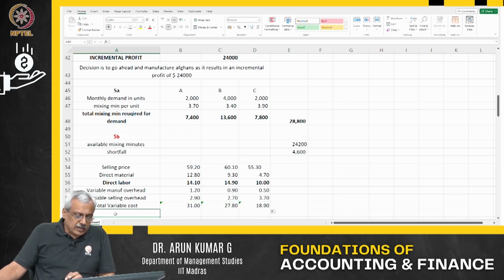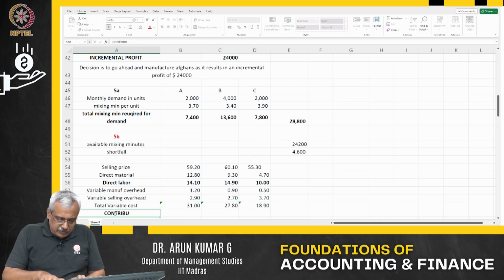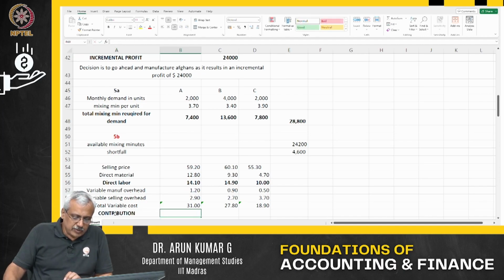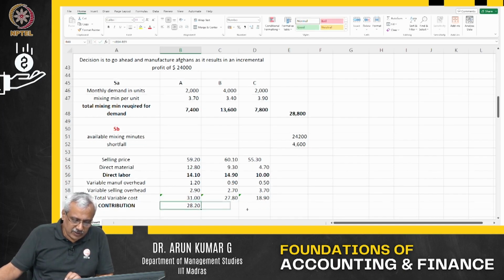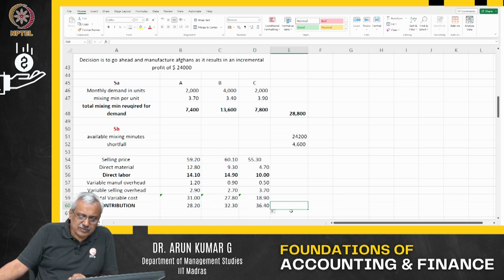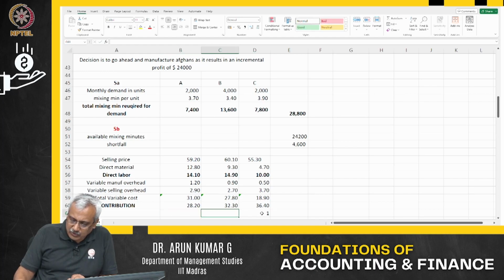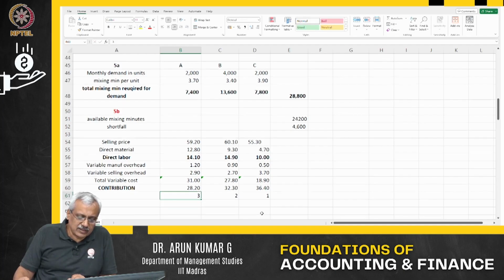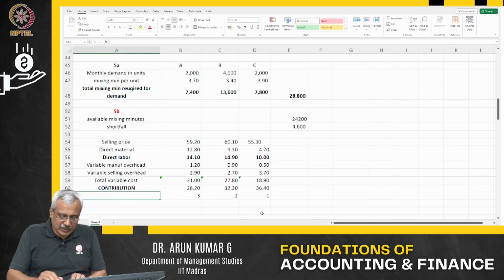So, now that I have the total variable cost, let me calculate my contribution. My contribution is selling price minus variable cost. This is all the contribution I have. In ideal circumstances, I would say this is number 1, because it gives me the highest contribution. This is number 2, the second highest contribution, and this is number 3, the third. Yes, that is what I would have ranked. Ideal case without constraint.